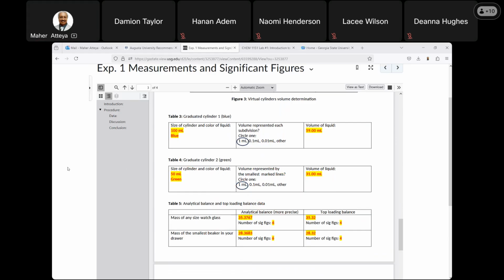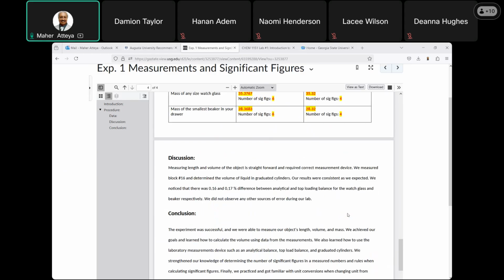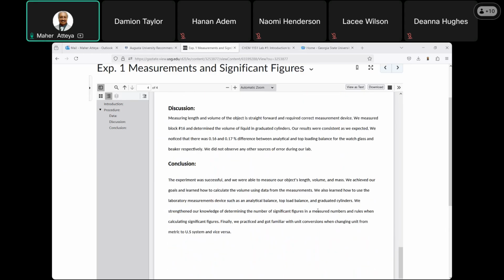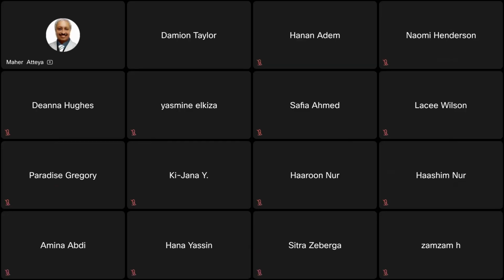Okay, so in the discussion, whatever we have done so far, then the conclusion. After the conclusion, you'll have to do the questions of the conclusion. You have to do the multiplication, the significant figures rules, and the conversion.